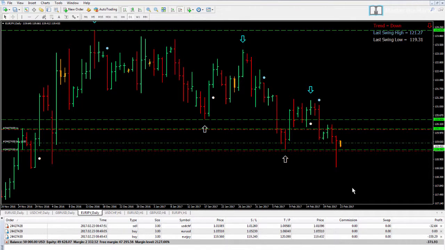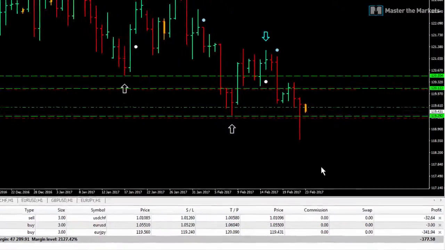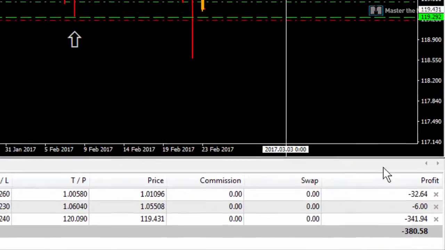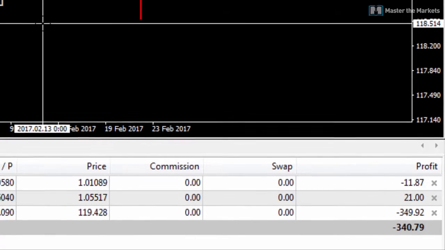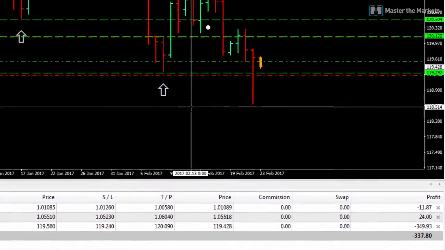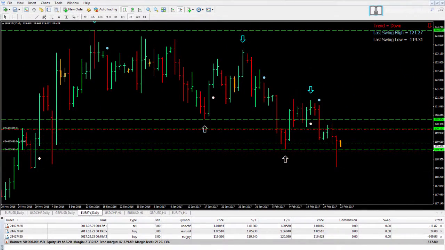So that's the euro against Japanese yen. Let's just see what happens. We have these trades open, and currently they're running in a small floating loss of $380. We'll see what happens overnight, and we'll go away and assess this into the morning.